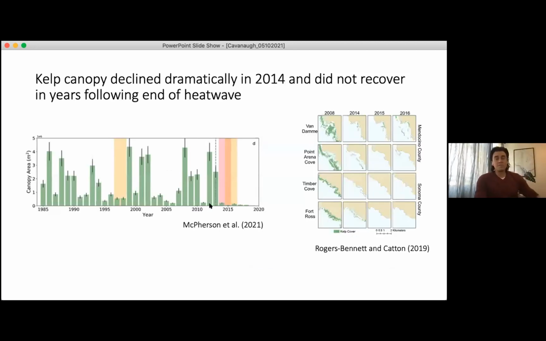And I've shown with Landsat this decline. This McPherson et al. paper uses a similar data set to show the collapse. This Rogers-Bennett and Catton paper uses a series of higher resolution imagery to show the dramatic decline. Essentially, we saw this big decline in 2014 and a lack of recovery even to date.